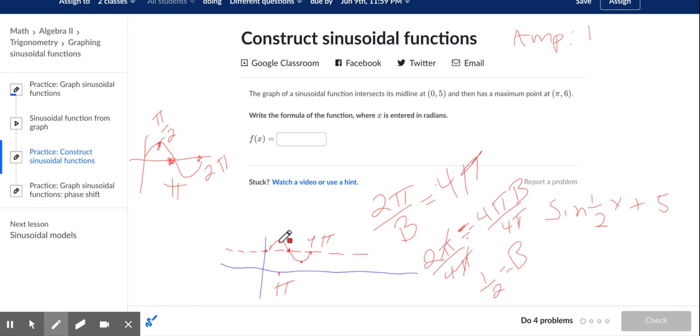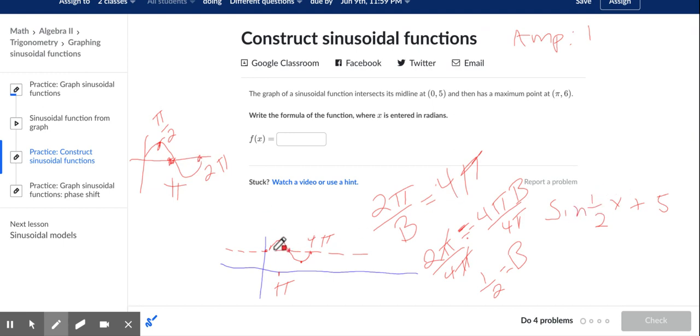Our new maximum is at 4. No, it's not. Our new maximum is at pi. I don't know why I said 4. Our new maximum is at pi. So to get from pi back to pi over 2, what would I have to do? I'd have to multiply by a half. So that's what would go here.